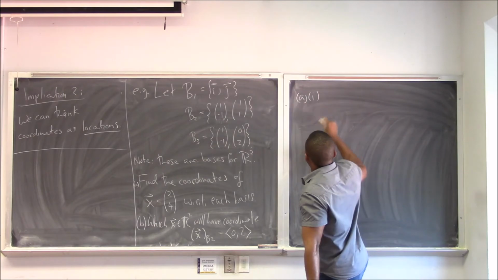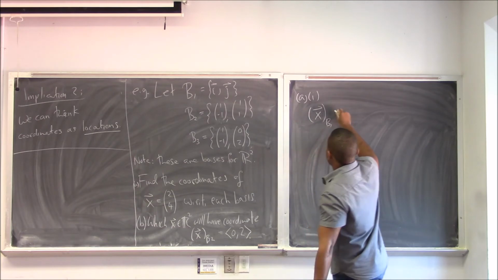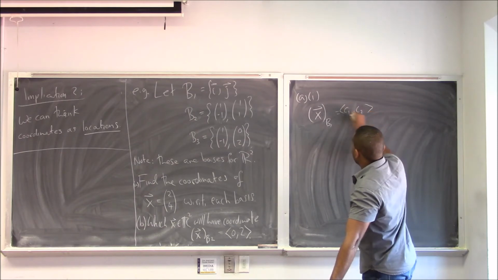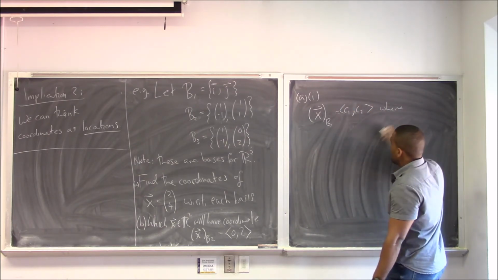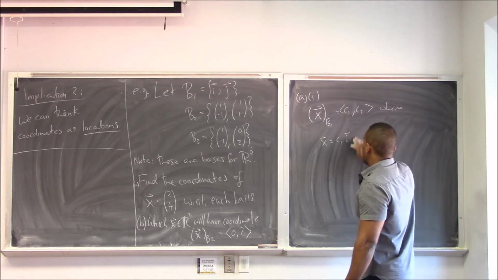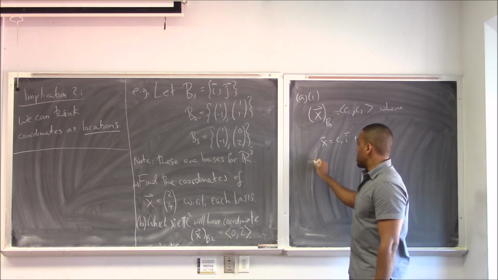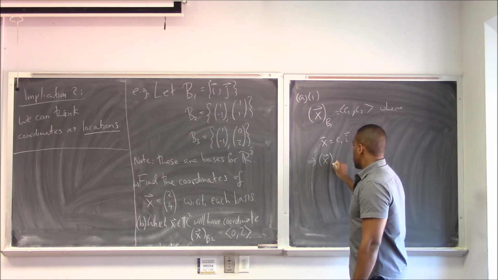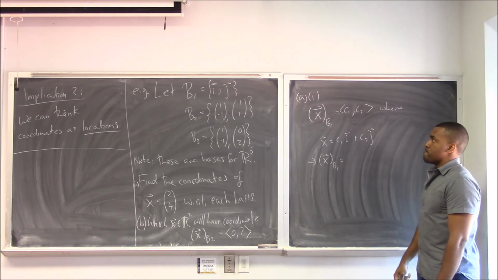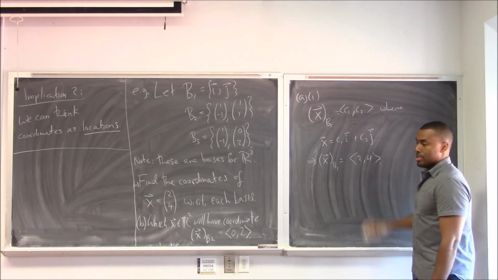Let's do part A, number 1. X with respect to B1 would be equal to (C1, C2), where my x must be able to be written as C1 times i plus C2 times j. This means x with respect to B1 would be what coordinate? (2, 4). It's itself. So that one was easy.